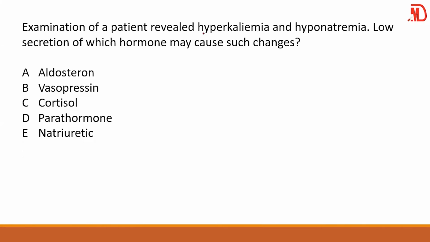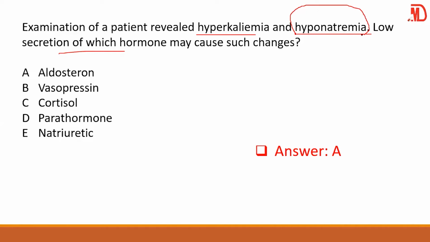Examination of a patient revealed hyperkalemia and hypo. Hypo means low sodium, hyper means high potassium. So the question is low secretion of which hormone causes these things? So the question is what can cause hyponatremia? It's when you don't secrete a lot of what? Aldosterone. When you don't secrete a lot of aldosterone, that means there will be a low amount of what? Sodium in the blood. And when there's low sodium, there can be what? Hyperkalemia. So here we are looking for what? For aldosterone.